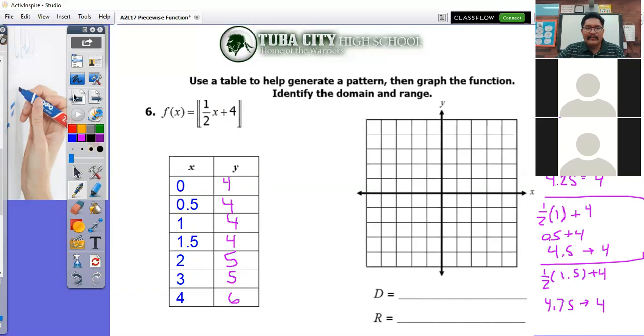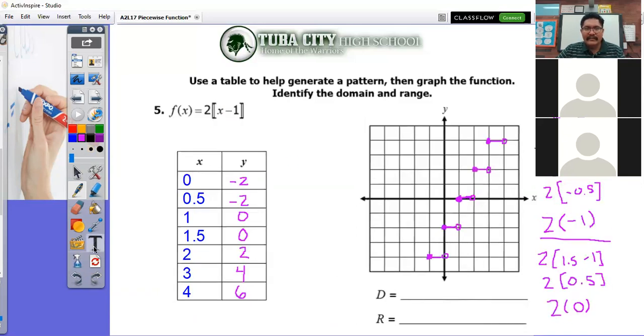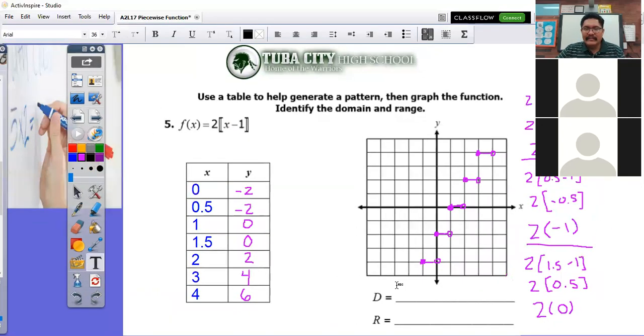Now, before I go on, I'm going to go finish the domain and range on this one. I don't know how the heck I missed it. But domain, all reals. And the range would be even numbers. So pretty much any number as long as it's even.